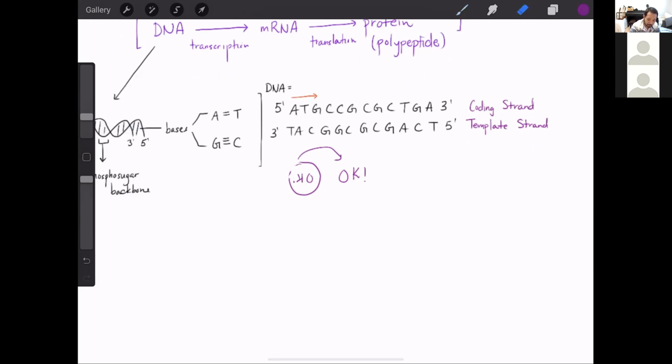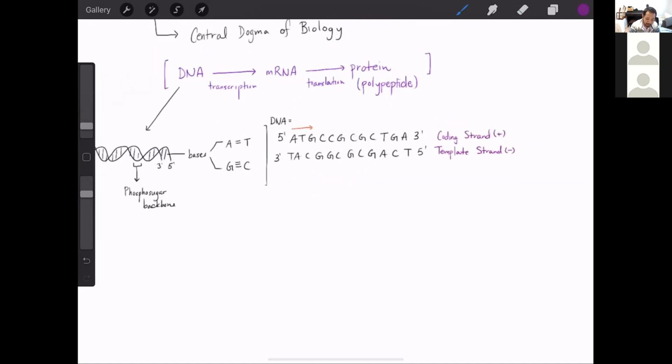So for now, let's just take it for granted that DNA has multiple directions in which it could be read, but only one of them is going to make any sense at all. This is going to be the coding strand, and that's the template strand here. And that's what DNA is going to look like.